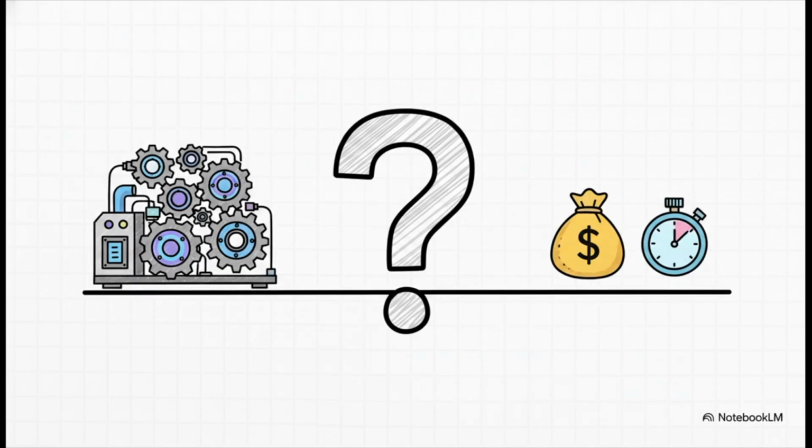Now, I know what you're thinking. This all sounds powerful, but it also sounds really complex and probably expensive, with all these steps and multiple LLM calls. In a real-world application, speed and budget matter a lot. So how do you manage that?